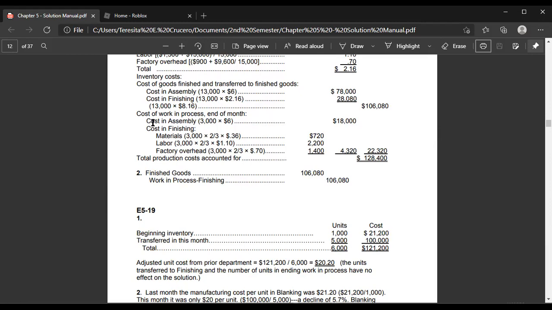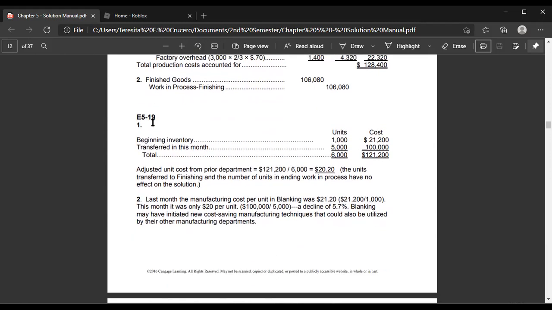Compute the adjusted unit cost from the prior department in the forming department, and based on the amount of the cost per unit of the inventory transferred compared to the cost per unit of the beginning inventory, why might management want to do a cost study of the blanking department? So we now begin with requirement number one, the adjusted unit cost.